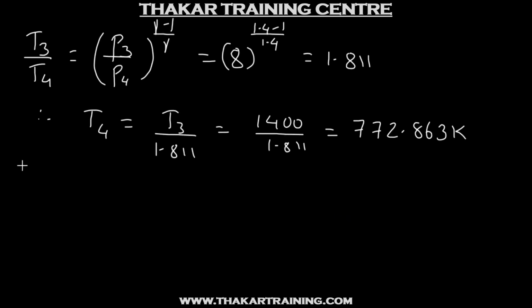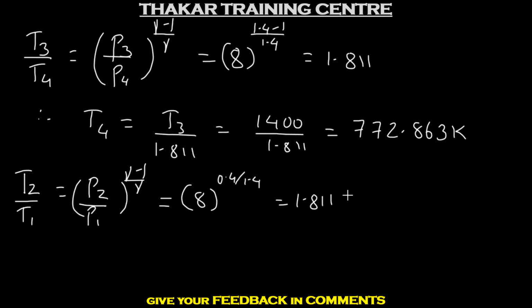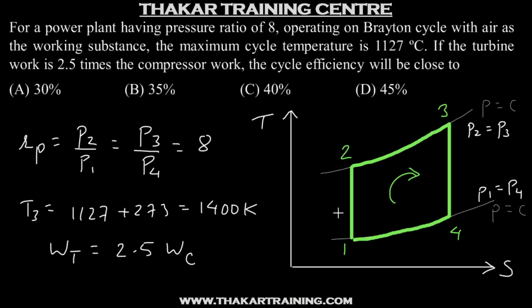Now in a similar manner, 1 to 2 is an isentropic process. So we can have T2 by T1 equal to P2 by P1 raised to gamma minus 1 by gamma. So this will be again 8 raised to 0.4 divided by 1.4, which will be 1.811. So we have T2 will be 1.811 into T1. So we have one equation between T2 and T1. But to get the values of both T1 and T2, we'll need to have one more equation. So we can utilize this information, that is Wt is 2.5 times Wc, to get the second equation.